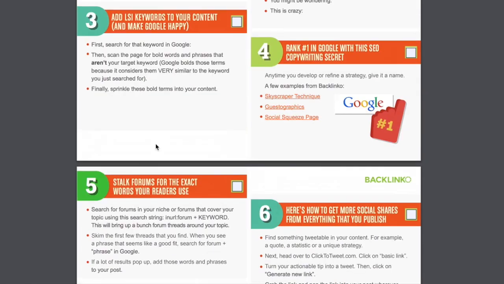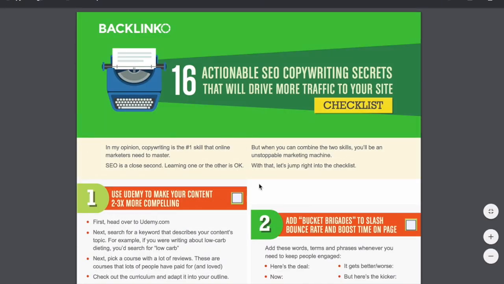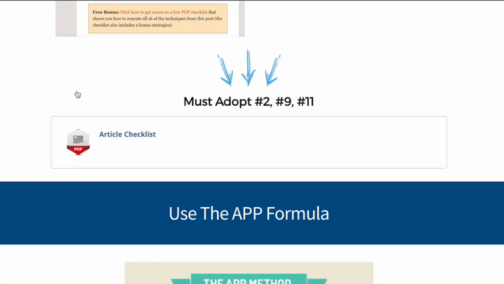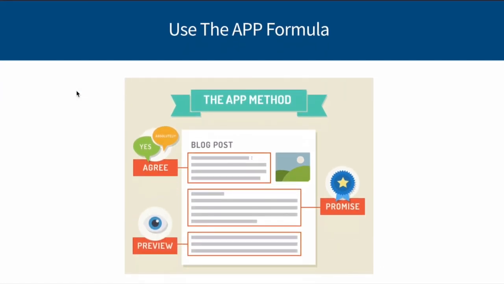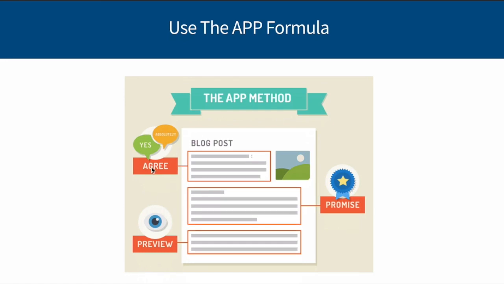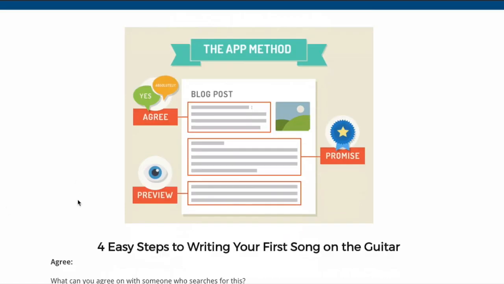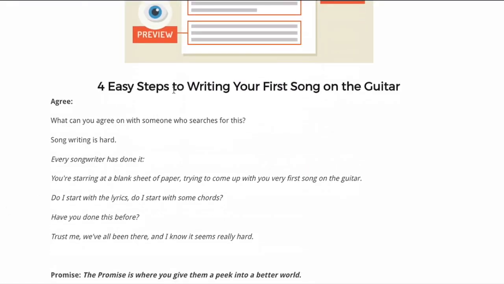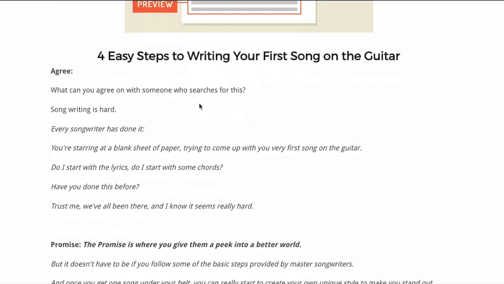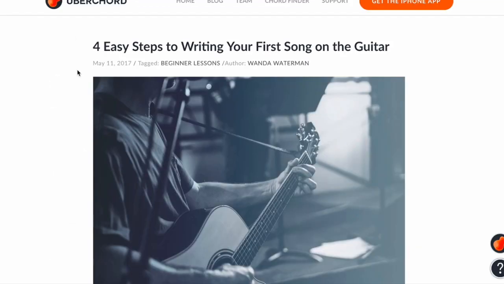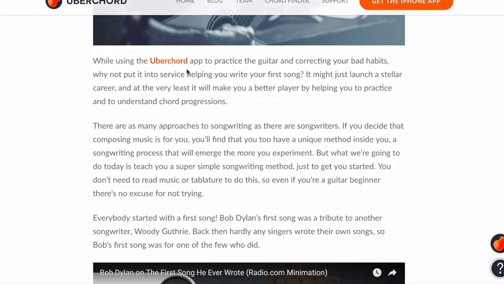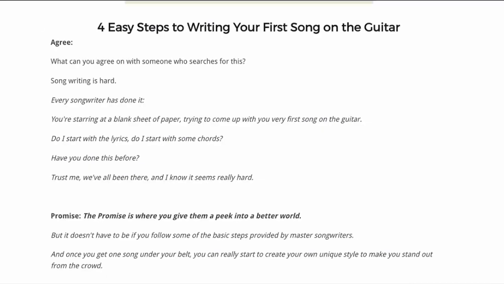So this content here, this PDF, certainly take this and use it for your own writing. It's very good. It has some great information. And the main thing here that all the articles will use is called the APP formula for the intro. So it stands for agree, promise, preview. So 4 steps to writing your first song on the guitar. So we're going to run through how to set these up with this example. 4 easy steps. So basically changing how this article is written to the way we want to write it.